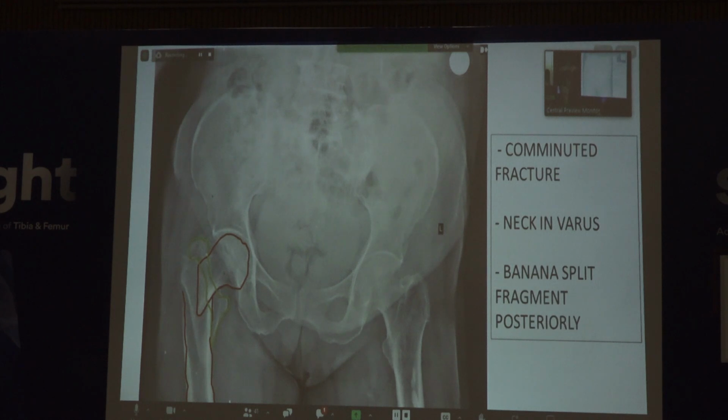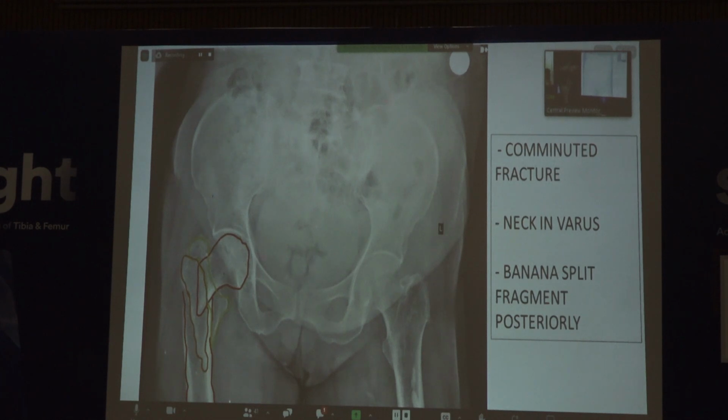If you have a fracture of the greater trochanter and the lesser trochanter, the fracture is there. There is a posterolateral fragment as well. These fracture patterns are unstable fracture patterns and they are difficult to address.